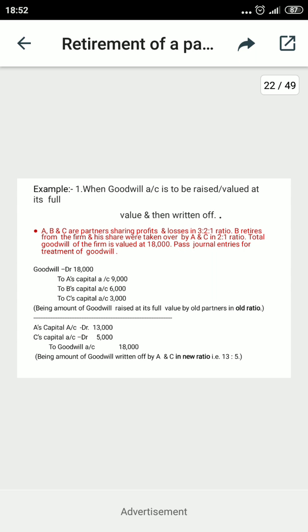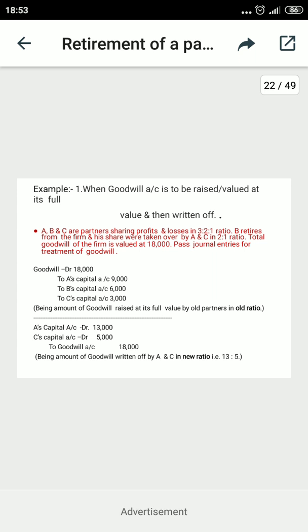And the total value of the goodwill is given as 18,000. So this is referring to the total value, the full value of the goodwill. When I am talking about goodwill raised with the full value, we need the old ratio and the new ratio. But in this question, the new ratio is missing. So first you have to calculate the new ratio. I am giving you guidelines, try to solve the new ratio.